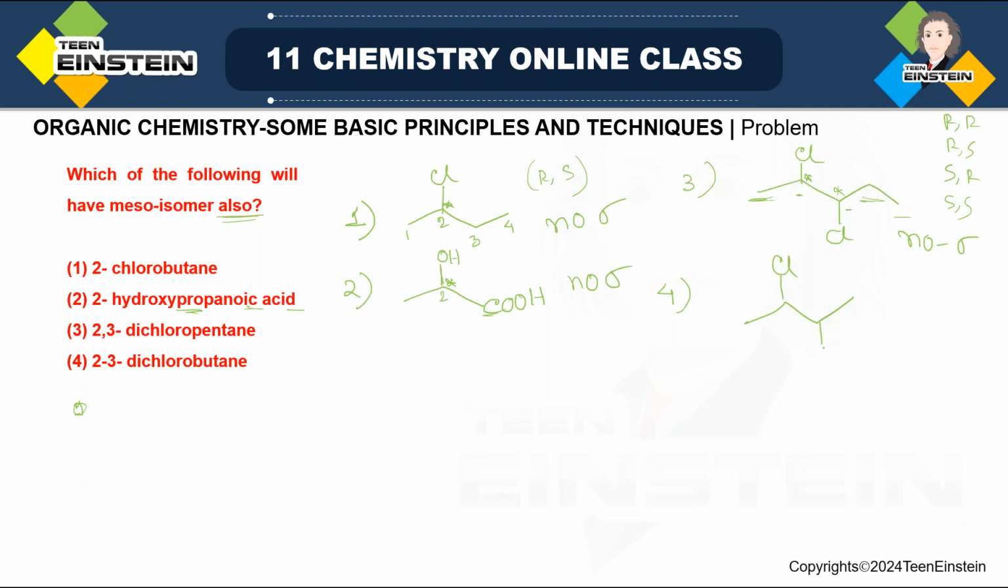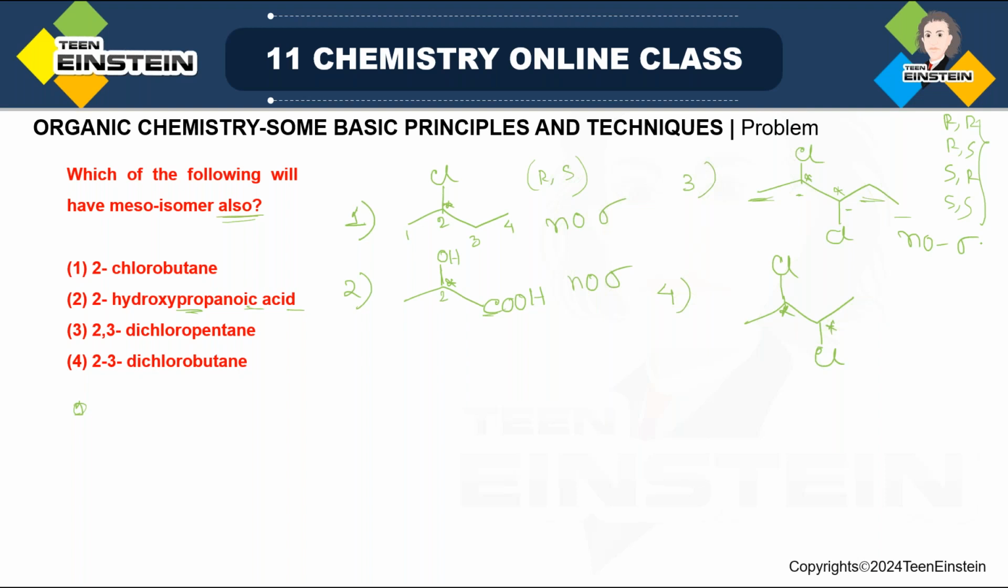2,3-dichlorobutane. Now this molecule can have some symmetry depending on the relative position of the chlorine and hydrogen. These two are chiral centers, just like the previous one. At first glance it seems you can have all 4 forms, but actually one form, the RS-SR form, will ultimately have a sigma plane, an internal plane of symmetry, and because of that a total of 3 stereoisomers are possible. But that is not the question. The question is whether it will have a meso isomer or not.